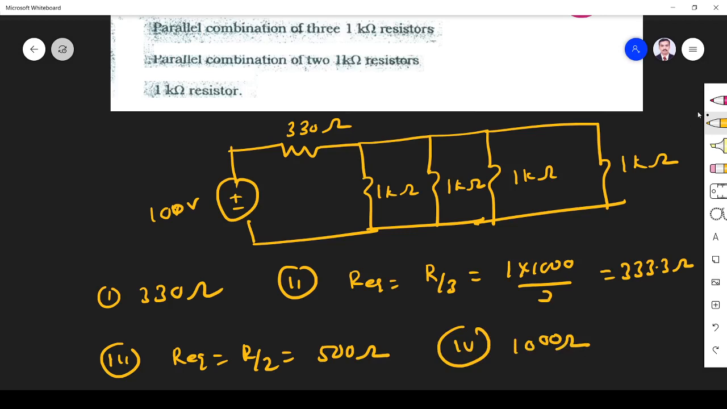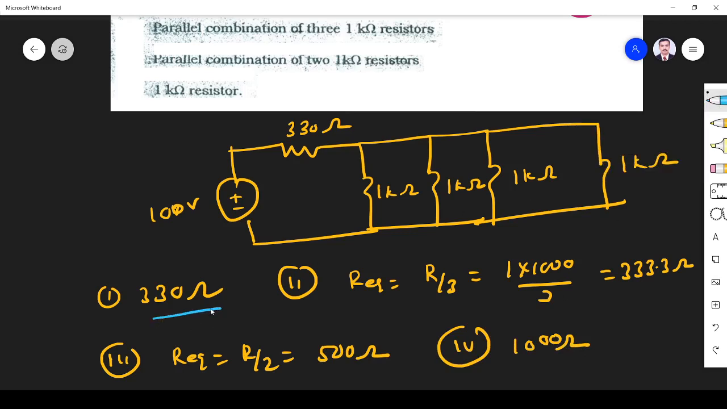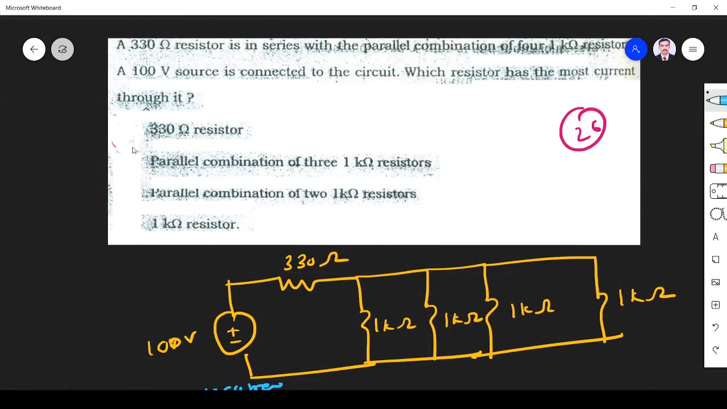So out of this, which has the least resistance value? Out of these, 330 is the least resistance, so it allows more current. We have option A 330 ohm, option B 333, 500, 1000. The one with least resistance will allow maximum current. So the 330 ohm resistor allows maximum current. Okay.